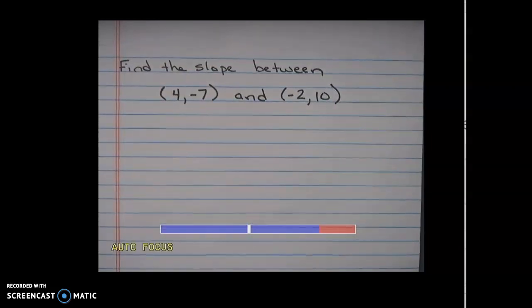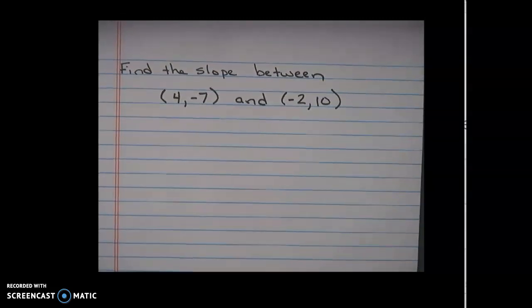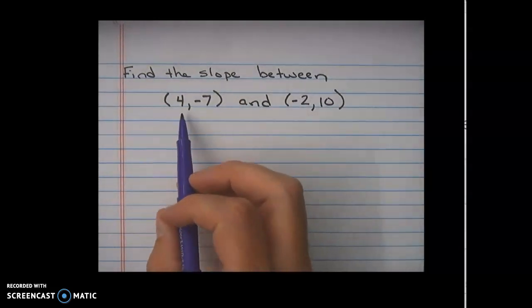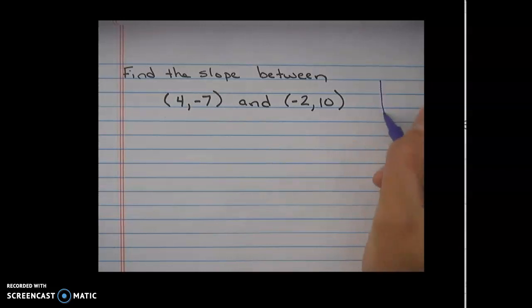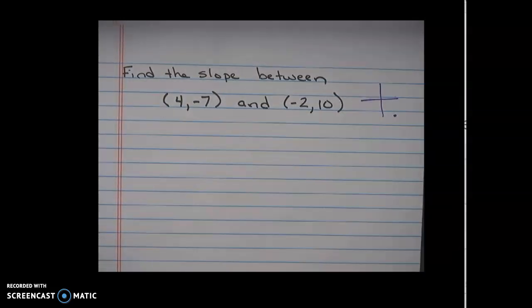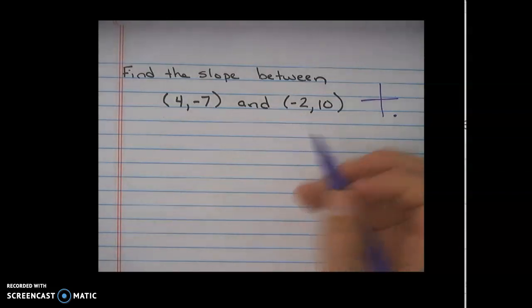All right, let's finish up with this problem here, just so you guys can see one that doesn't have all the work on it. So you'll be looking at a problem that says find the slope between these 2 points. So in my head, I'm picturing a point that's 4 over and 7 down. So if I have kind of a graph in my head, I'm thinking 4 over, so that point's way down there. And the other point, negative 2, 10.